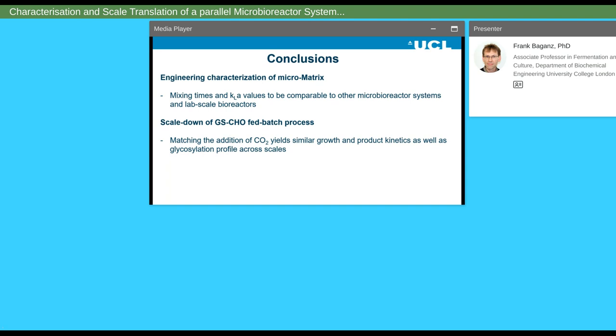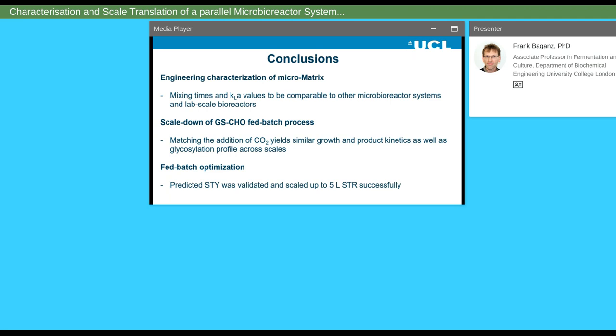Furthermore, the growth kinetics of the used cell lines were highly dependent on the CO2 addition profile. As a result, the concentration of CO2 in the inflowing gas was also matched between the shaken micromatrix and the 5-liter stir tank reactor, leading to very similar growth and product kinetics as well as glycosylation profiles for both CO2 conditions.